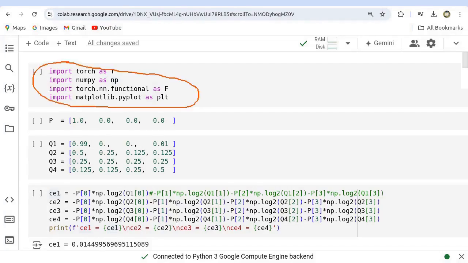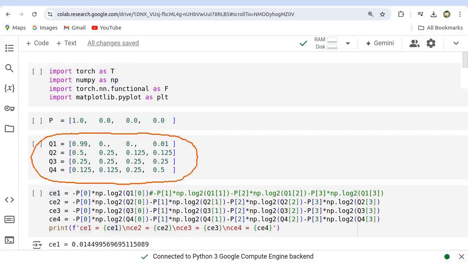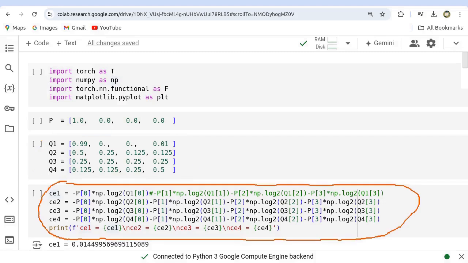Let's examine the Python code to gain a better understanding of entropy and cross-entropy. The variable p represents a probability distribution. The variables q1 to q4 are distributions that bear decreasing similarities to p. Calculating cross-entropy in this manner involves a significant amount of typing, but is beneficial for grasping the concept.